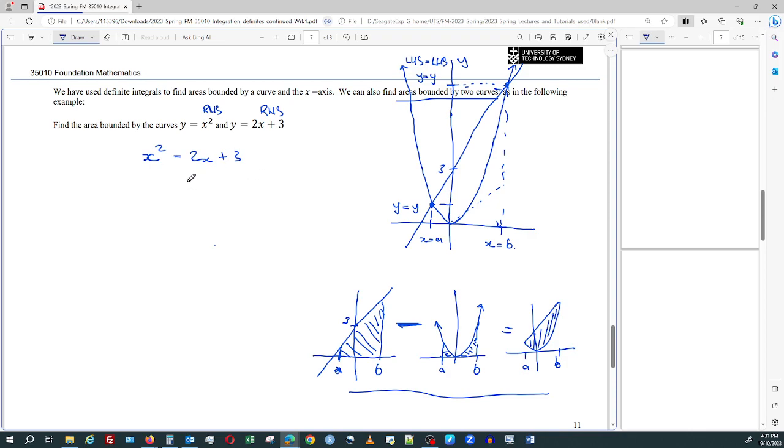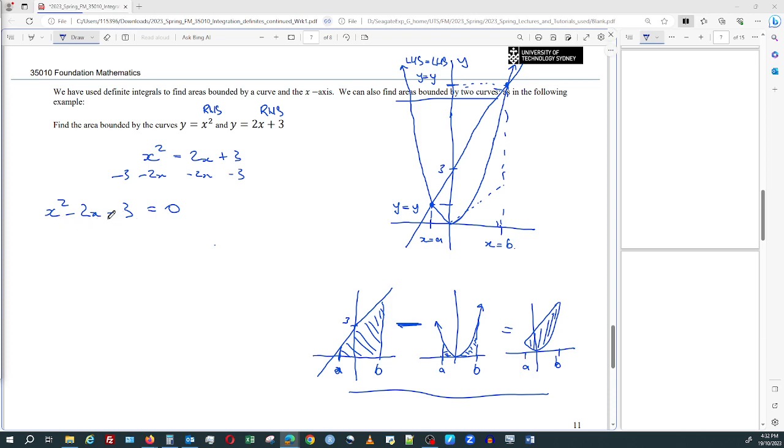So what do we do with that? Well, undo. What you do to one side, you do to the other. So we'll end up with x squared minus 2x minus 3 is equal to 0. Now this is something that we can solve. Yes, it's a composite quadratic made up of those two curves together, and that quadratic will tell us these limits of integration.